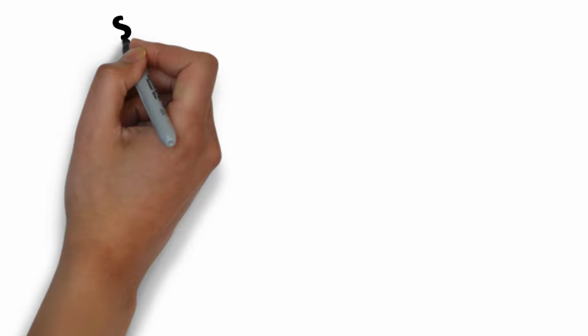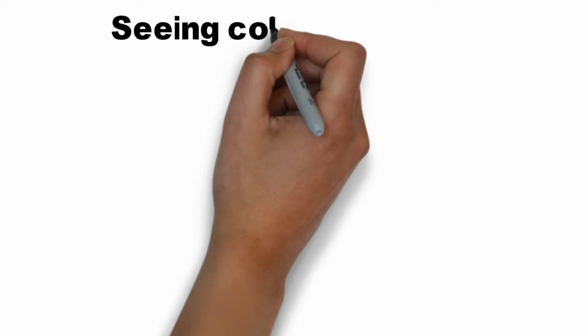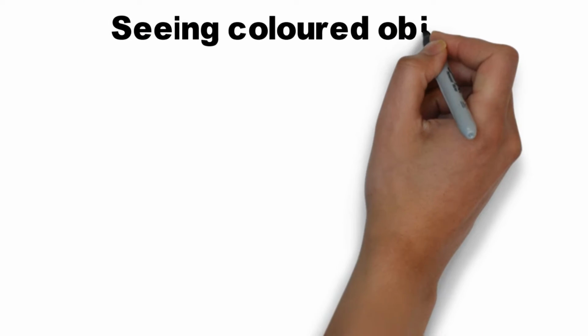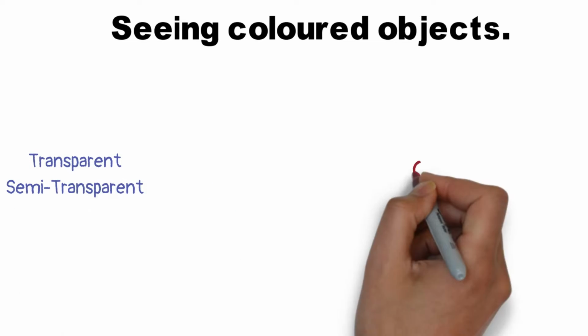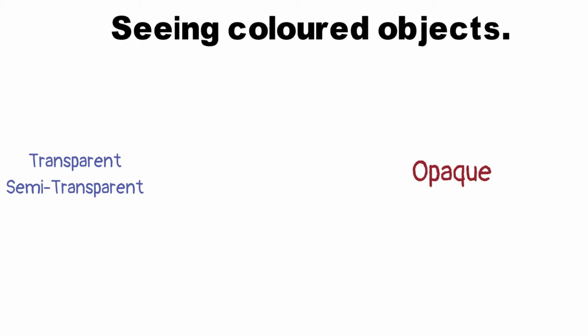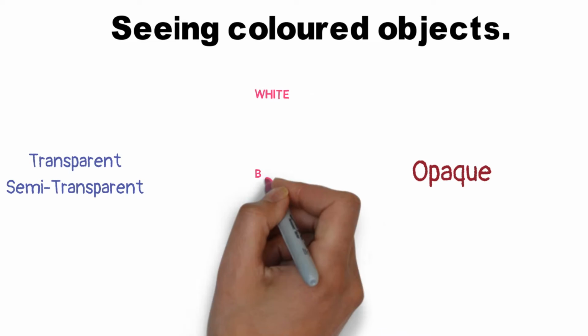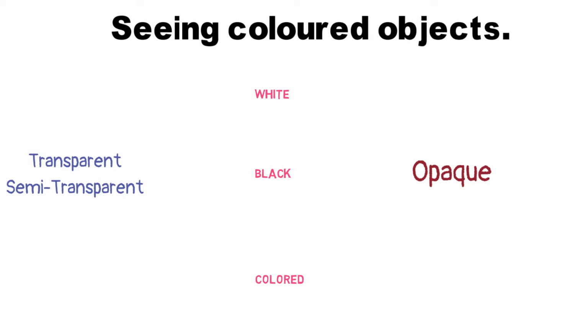So how can we see the colored object? We learned from the properties of light that light transmits through different materials, and that there are many types of material such as the transparent, semi-transparent, and opaque material. We have 3 types of colored object. First is the white, second is the black, the third one here are the colored objects.